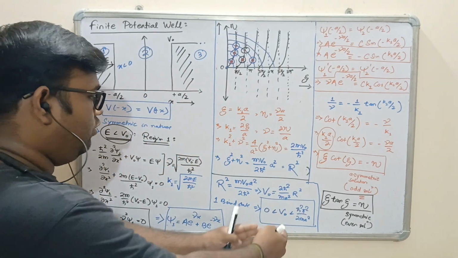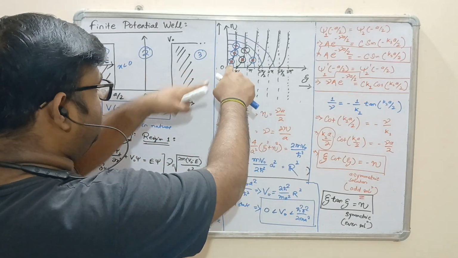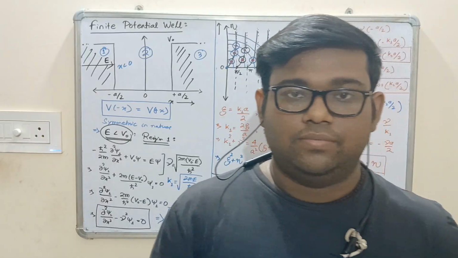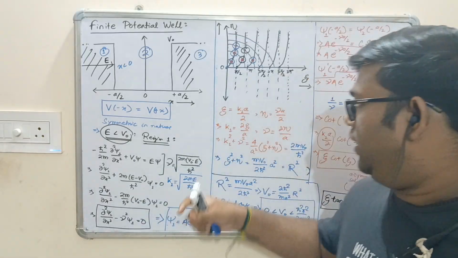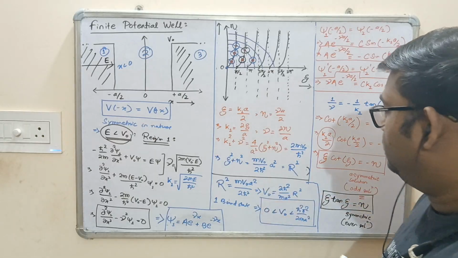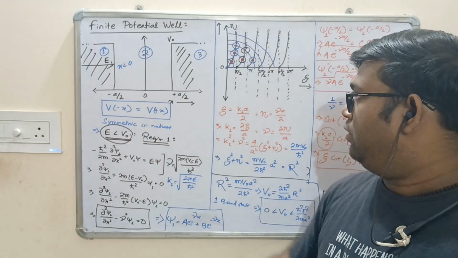This is the value of V naught, which requires to be in this region to give us one bound state, and that one bound state has to be our even bound state. Okay. Now similarly, if the question comes related to this, we can see the potential or the width and then calculate.